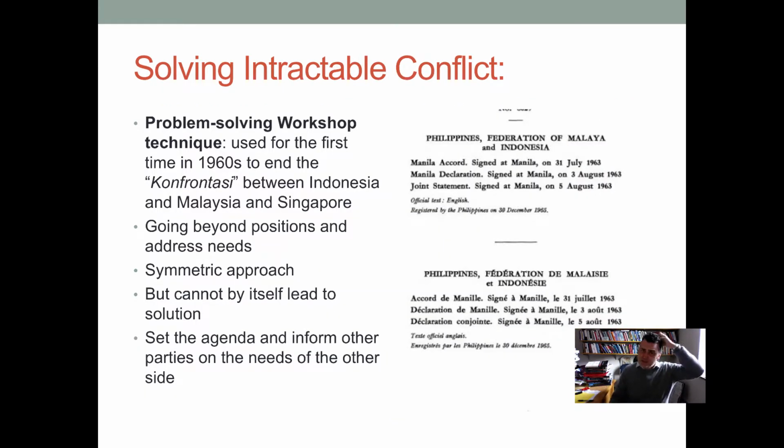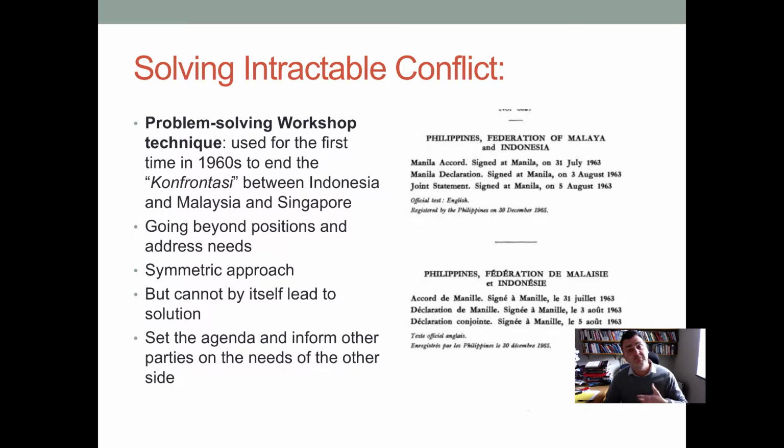Now again, in the 60s also, conflict resolution really came of age. So-called problem-solving workshop techniques were introduced. The first one was to end the Konfrontasi, which involved Indonesia and Malaysia and Singapore, really in the process of decolonization. And it was the first time that negotiations tried to go beyond positions and address needs.